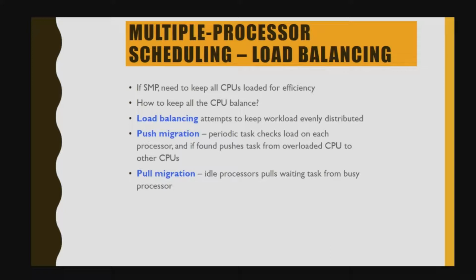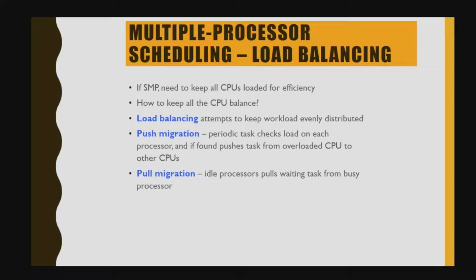How to keep all the CPUs balanced? Here we can use load balancing, or push migration and pull migration. Load balancing attempts to keep the workload evenly distributed. It means we try to balance the workload across the multiple processors that we have. And then we have push migration.